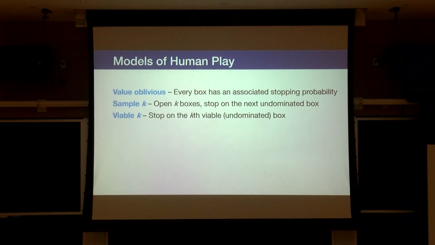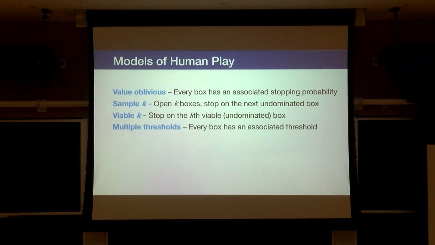The next two models are inspired by the optimal stopping rule for the unknown distribution case. Sample K opens K boxes and then stops on the next undominated box after that. That is the optimal strategy for the classic secretary problem. And variable K is just a variant that stops on the Kth non-dominated box.